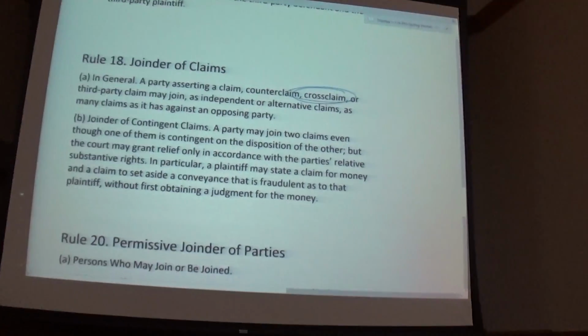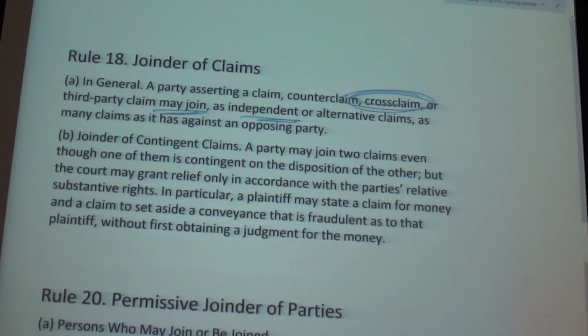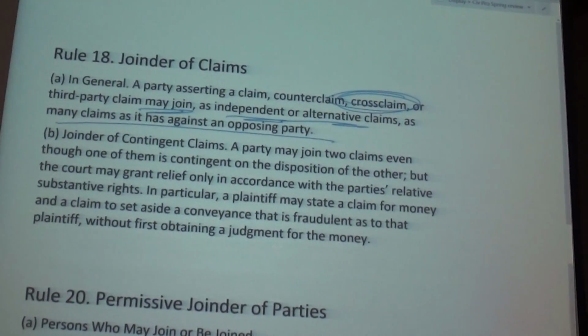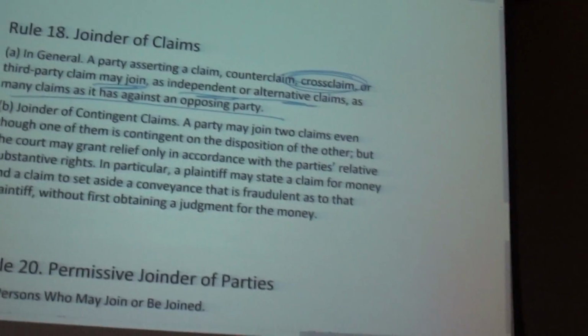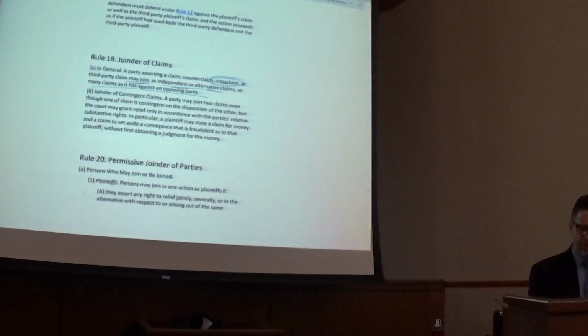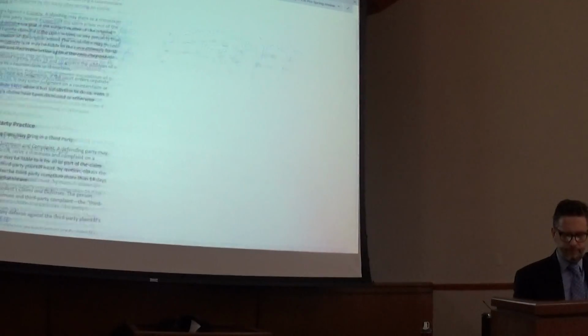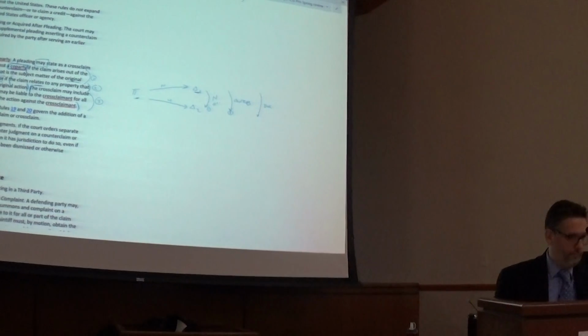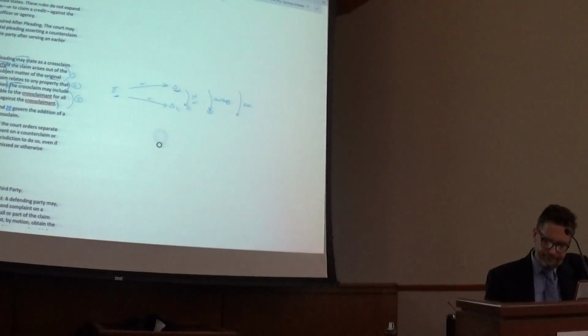Once you have a proper cross-claim, you can join in independent or alternative claims that you have against an opposing party, even if they are unrelated. All right, so that's Rule 13G. Let's add one additional twist.